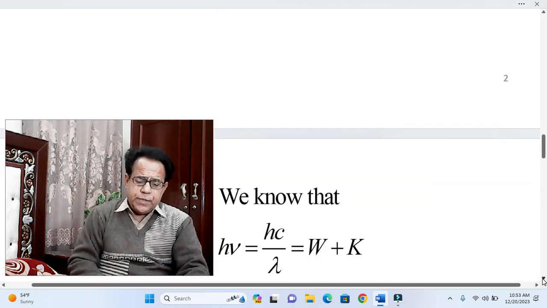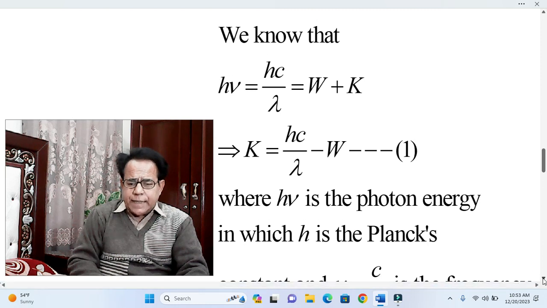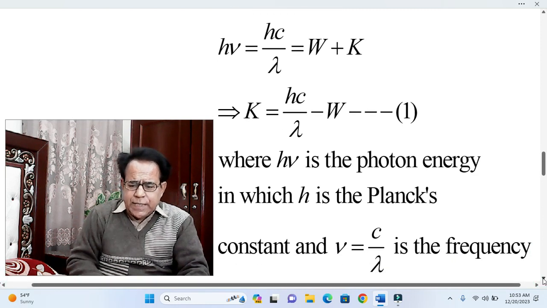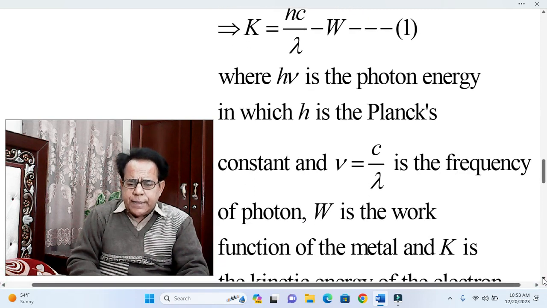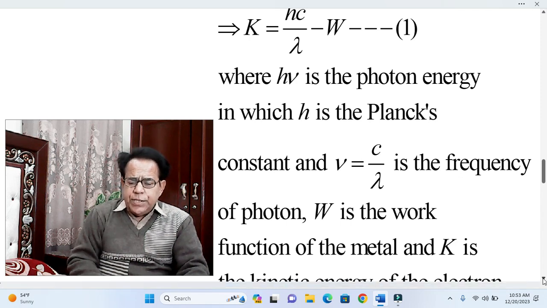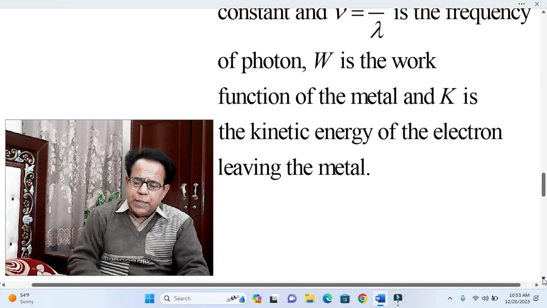So dear students, h nu is equal to hc over lambda. This alternatively becomes equal to work function W plus kinetic energy K. From this expression we reshape the equation as K. This implies that kinetic energy K is equal to hc over lambda minus W. This is equation number 1, where h nu is the photon energy, in which h is Planck's constant and nu equal to c over lambda is the frequency of the photon. W is the work function of the metal and K is the kinetic energy of the electron leaving the metal.